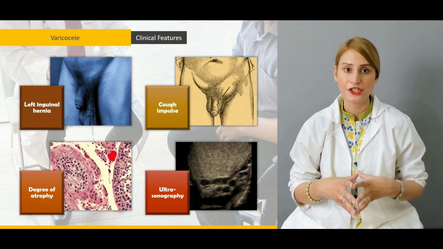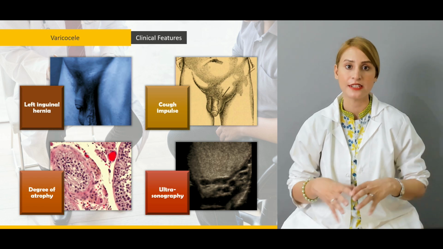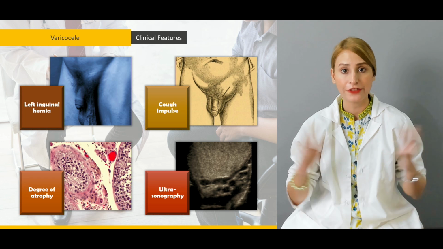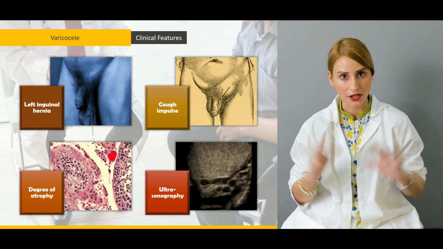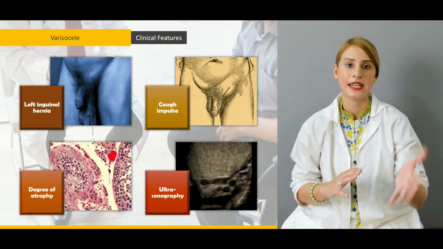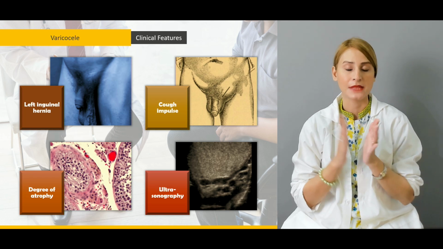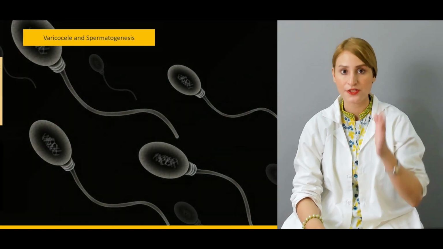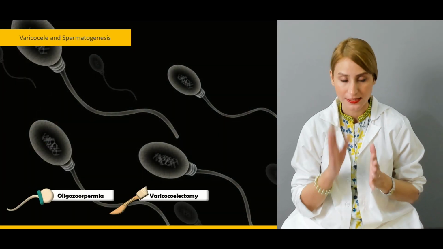Then you go for ultrasonography, which will differentiate a varicocele, the dilated tortuous pampiniform plexus, from free fluid like a hydrocele, and then you have to differentiate the mesentery, omentum, or gut loops. So ultrasonography is something very, very important.